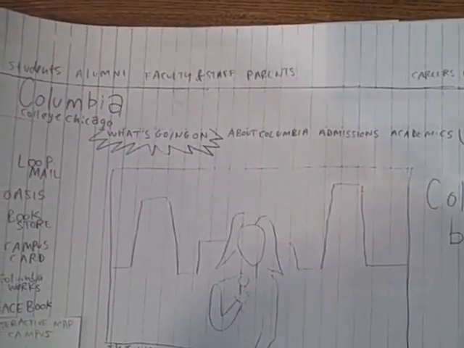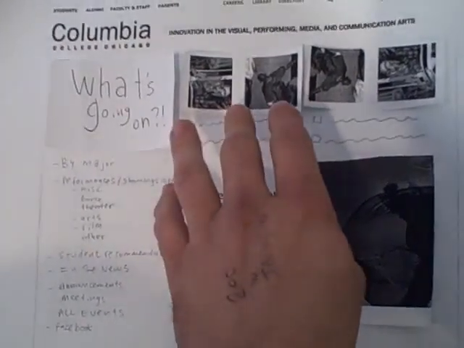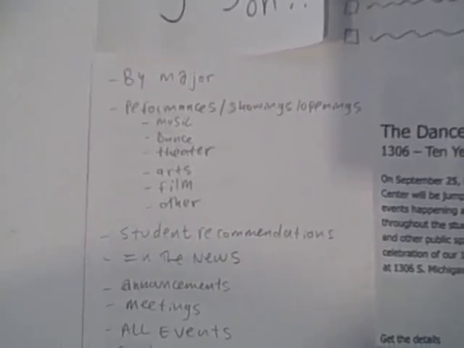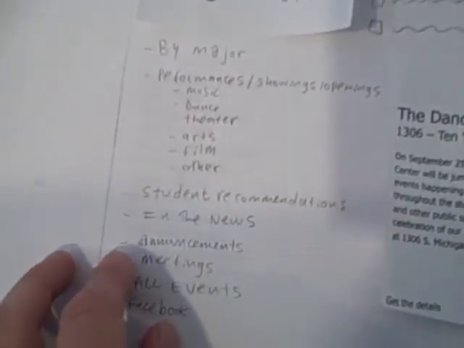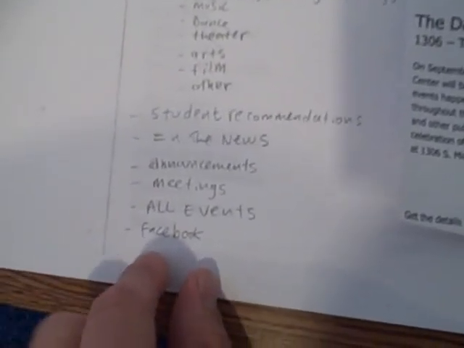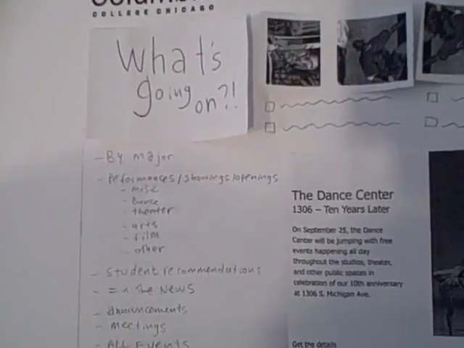Shannon, would you mind clicking on what's going on? All right. So now we're on the what's going on page, which is kind of like the events calendar, but there are other little pictures and things with descriptions to go to. And over here you can go by your major, or by performances, and then music, dance, theater, arts, film, and other. Student recommendations, things in the news, announcements, meetings, all events, and then a link to the Columbia Facebook page. So that's what that is.